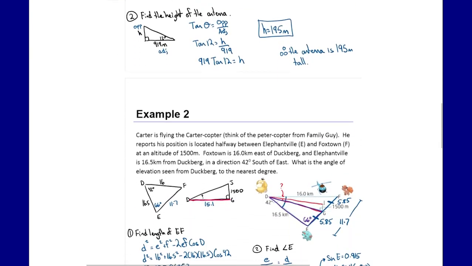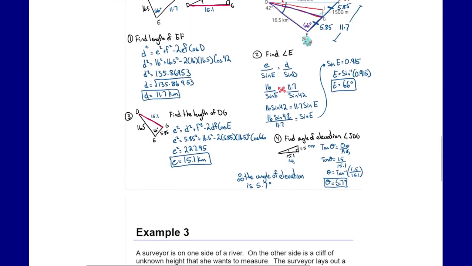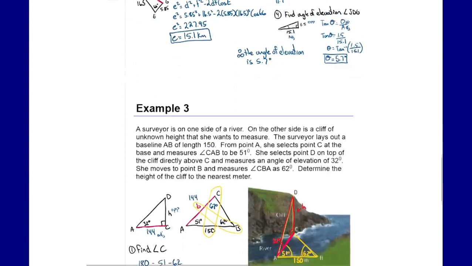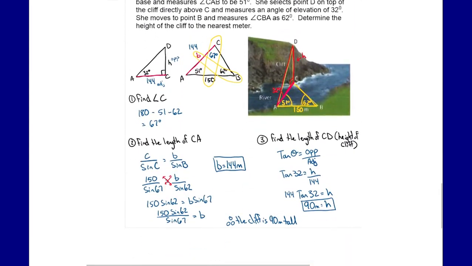If you need review of the 2D trig, just make sure you go back to the previous lesson just to review the sine law and cosine law and your trig ratios.